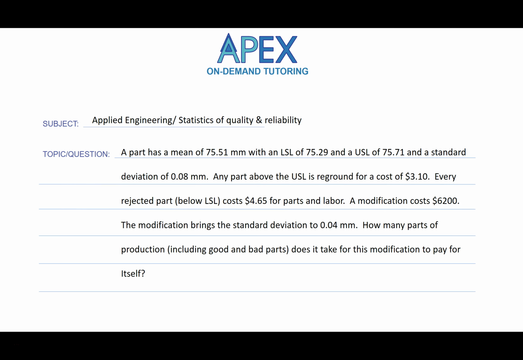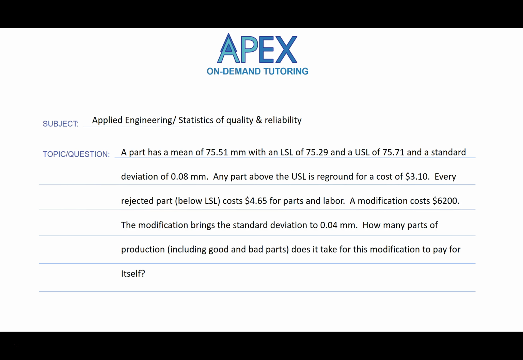A modification to the machine costs $6,200. This brings the standard deviation to 0.04 millimeters. How many parts of production, including good and bad parts, does it take for this modification to pay for itself?